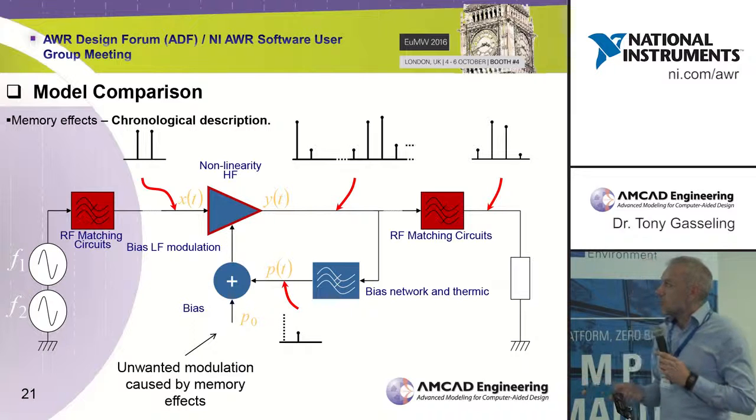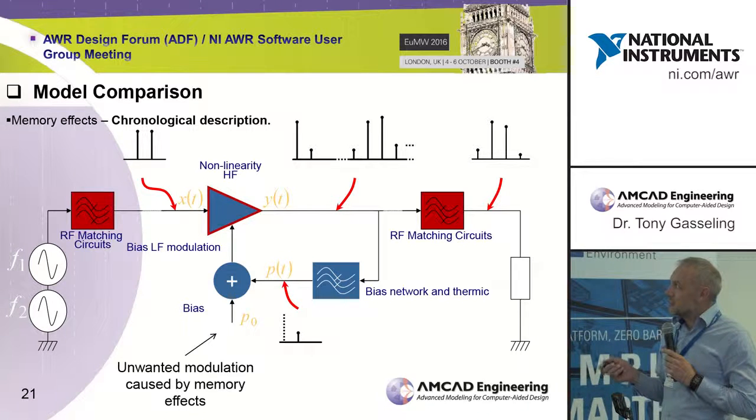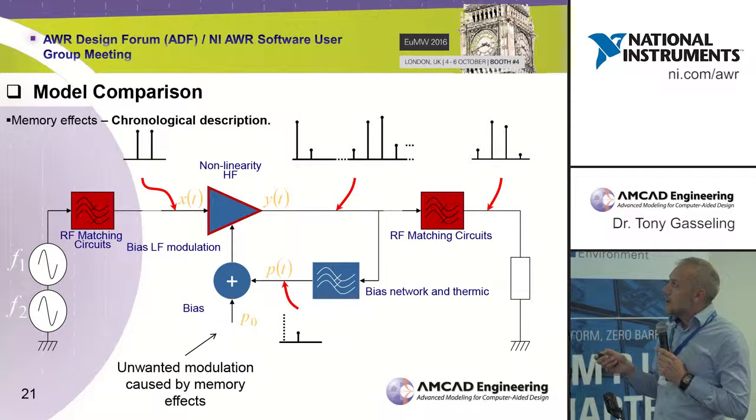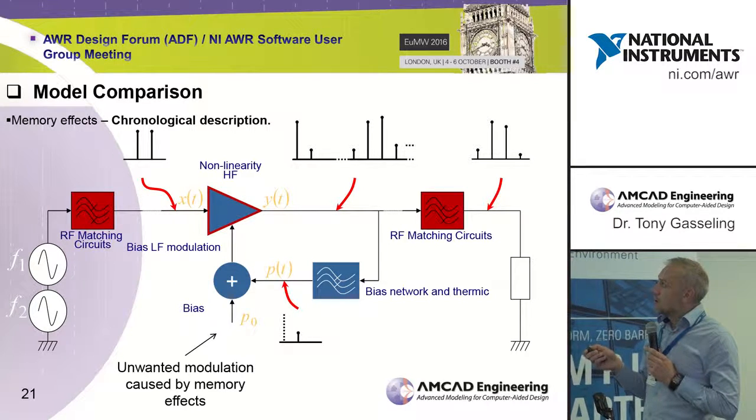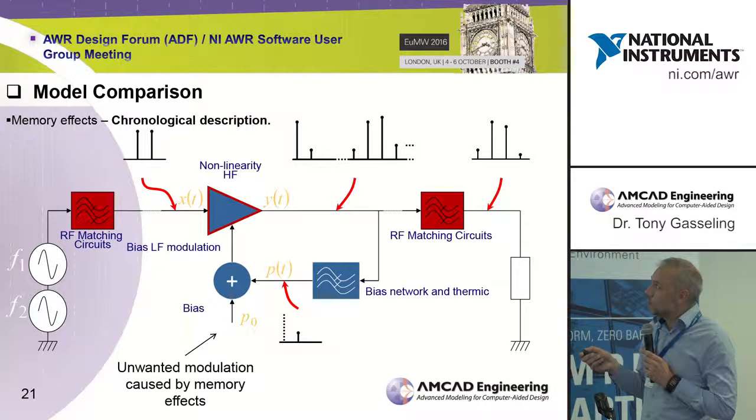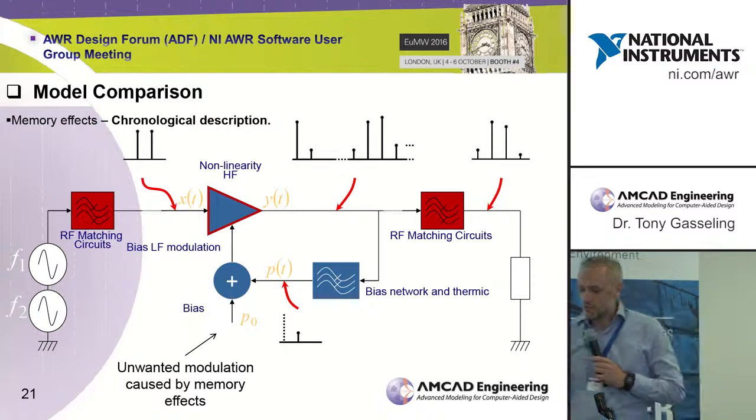So again, just before going to the next slide, we can see that when we have modulated signals, because of the RF matching circuit response versus frequency, we will create high frequency memory effects. And some of the low frequency intermodulation can go down into the biasing circuits, which will create low frequency modulation. This is why we will create some distortions that depend on the symbol rate.